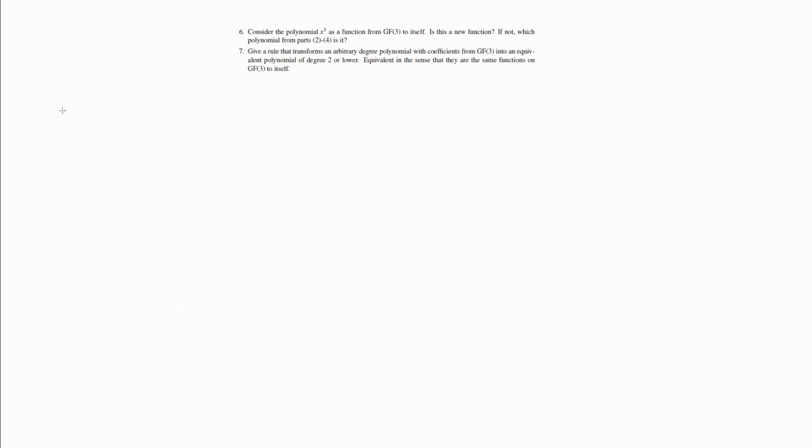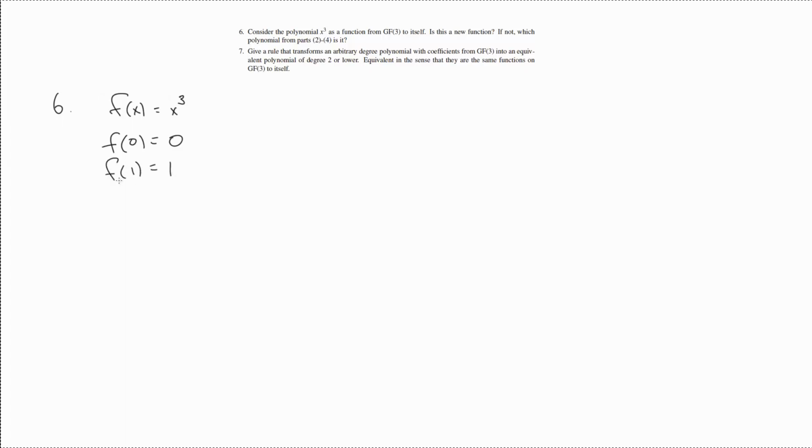To see if the polynomial x cubed is a new function from GF3 to itself, we must evaluate it at the points 0, 1, and 2. So f of 0 is 0, f of 1 is 1, and f of 2 is 2 cubed, which is congruent to 2 modulo 3. Now looking at these three y values, we should see that they correspond to the polynomial f of x equals x. So therefore this is not a new function.